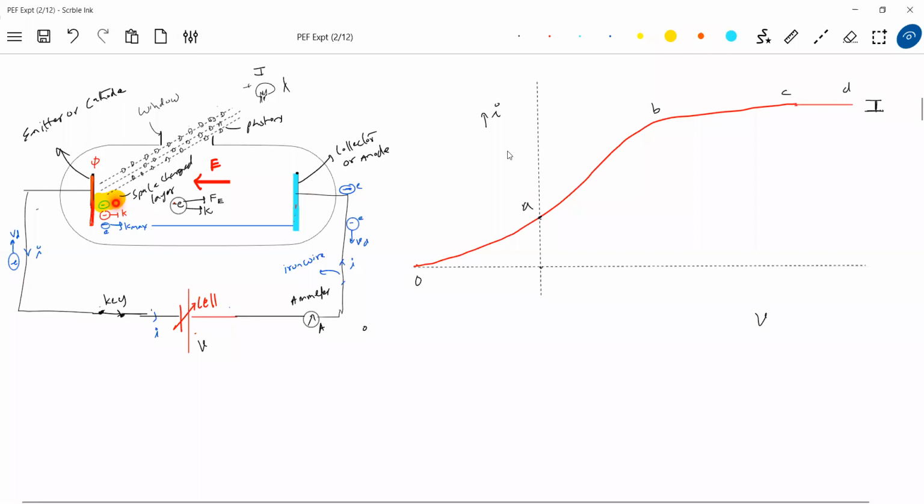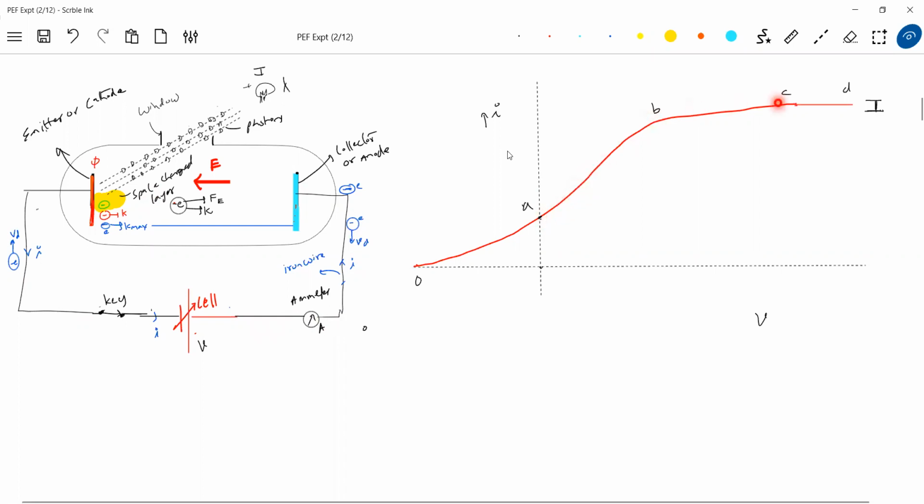So due to this force, the electrons also start now accelerating towards the collector. They also start drifting towards the collector. So what should happen now? Number of electrons striking the collector will increase. And we know current is what? Rate of flow of charge. So the amount of charge flowing through the emitter will increase in a given time. So current will increase there. So therefore, the graph will be like this here.